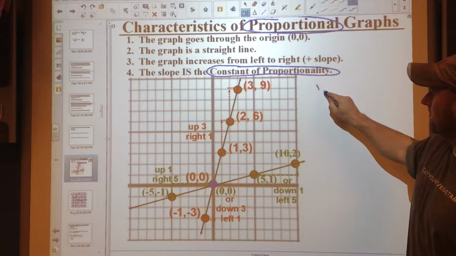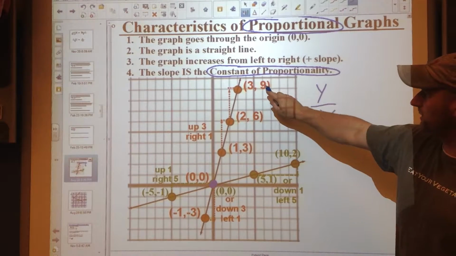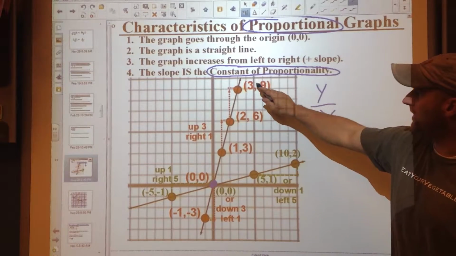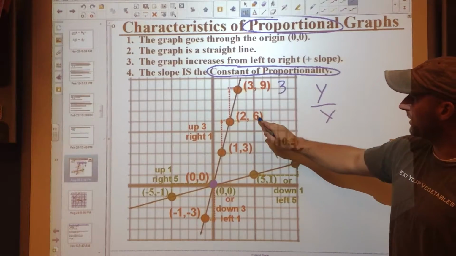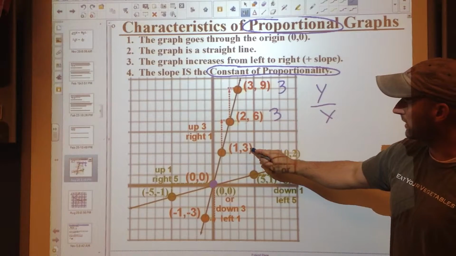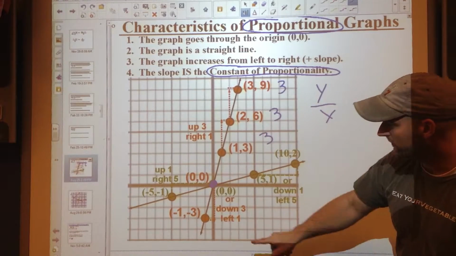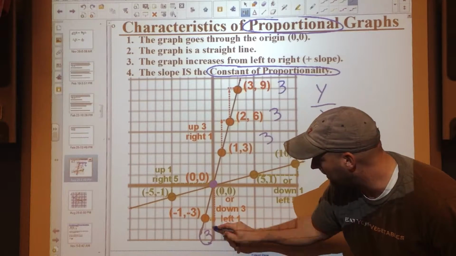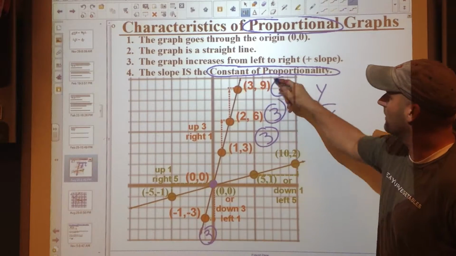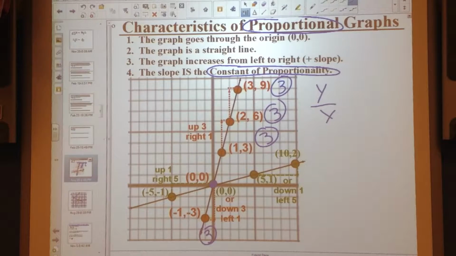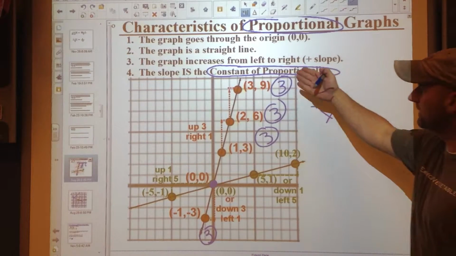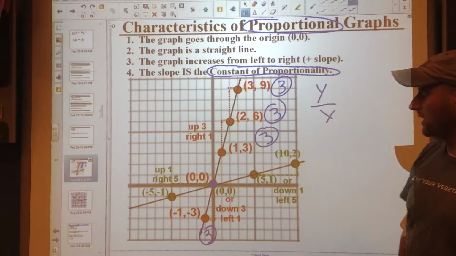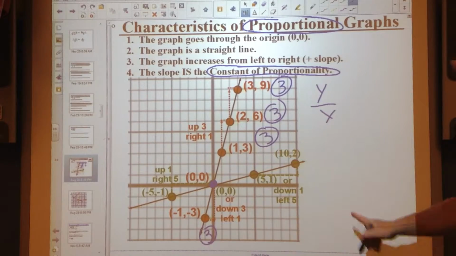You will always divide it in this order, y over x. So let me take this relationship here. 9 divided by 3 is 3. 6 divided by 2 is 3. 3 divided by 1 is 3. Even if you go down to the negatives, negative 3 divided by negative 1 is 3. That constant thing right there is your constant of proportionality. The only one that will not give you 3 when you divide it is 0, 0, because of course you can't divide by 0.